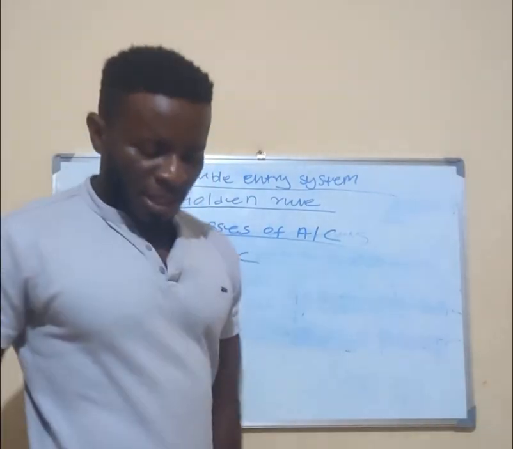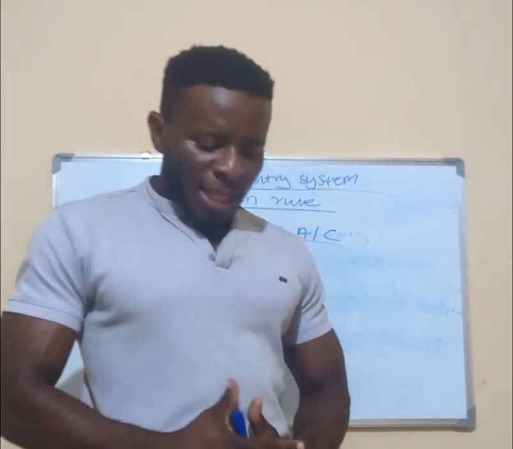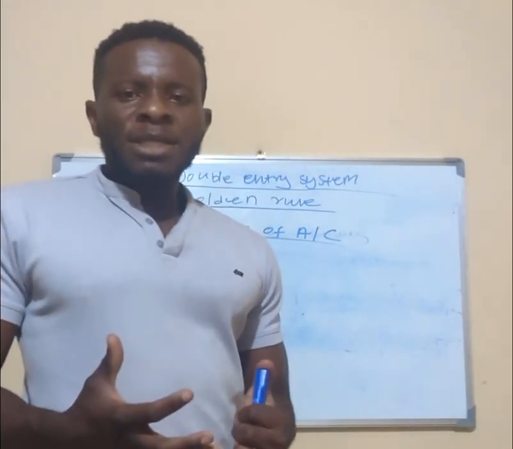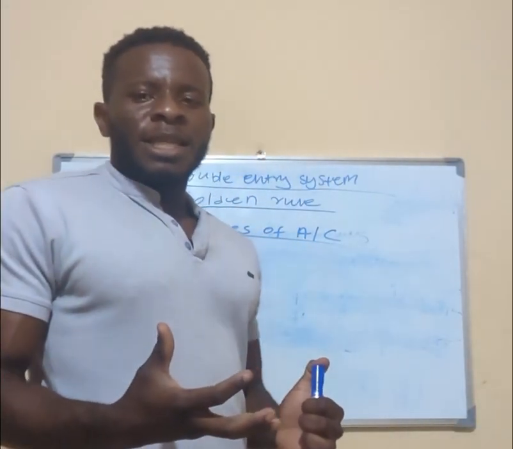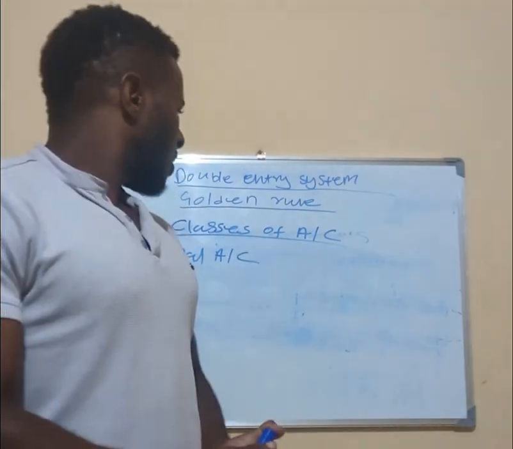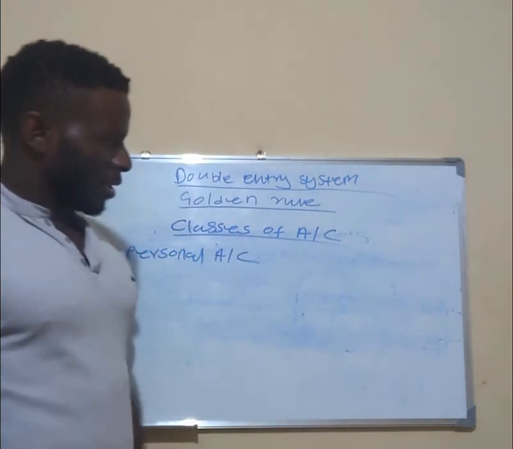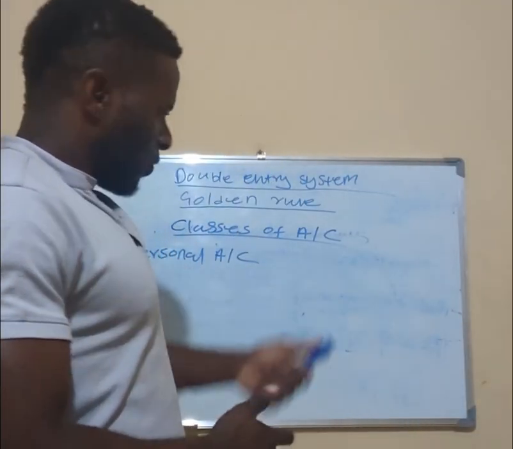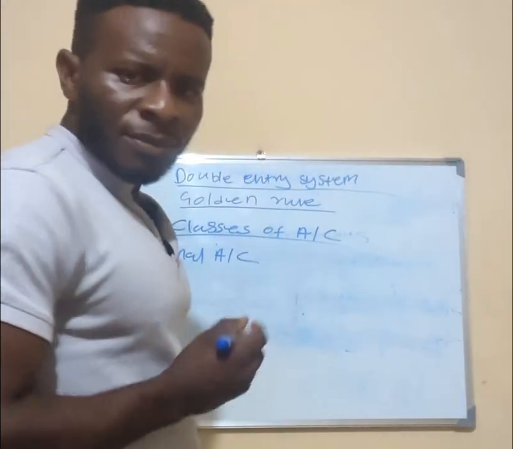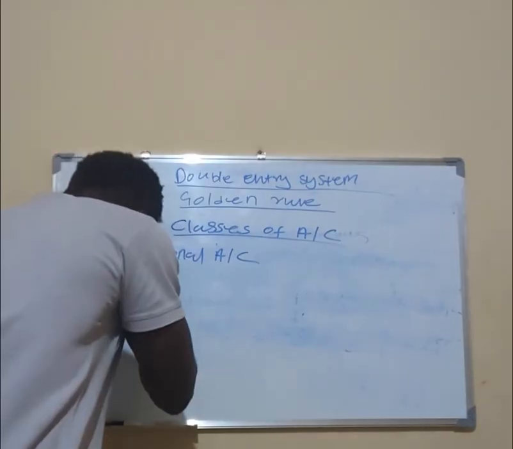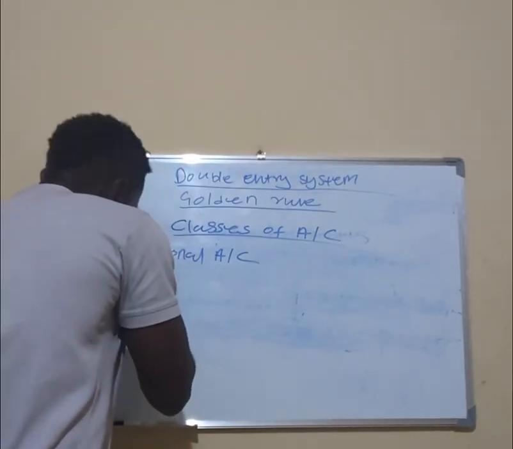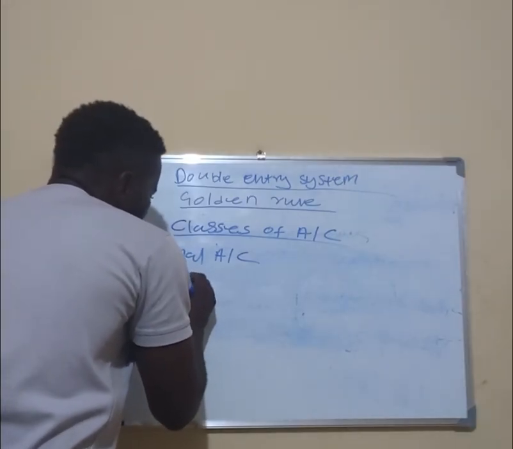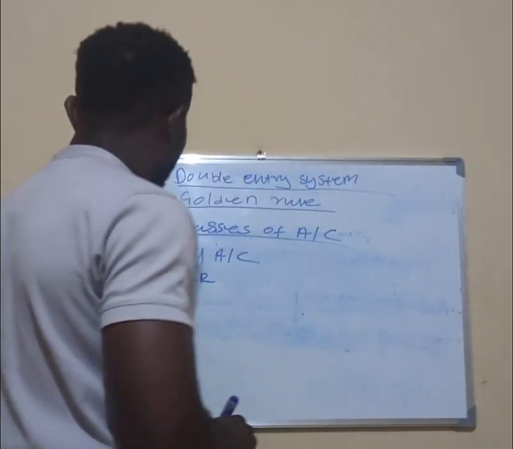I've already explained what this personal account is. Under personal account, like I said, this is an account related to human beings and names of organizations, or an account for persons. Now, under this personal account, we debit the receiver. The receiver should be debited, and the giver should be credited.